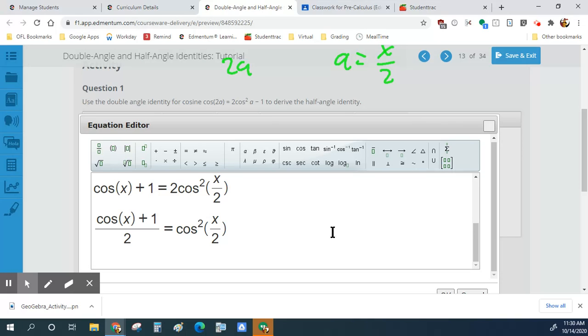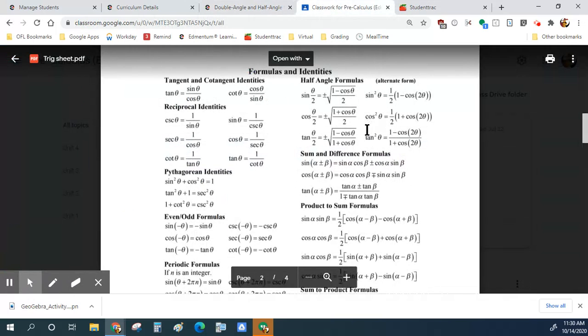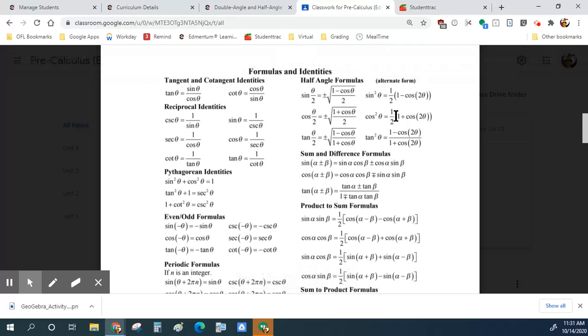Probably. Okay, so now I got rid of this times 2. So I got rid of the times 2. So now I just need to get rid of the squared. But let's say I didn't want to get rid of this squared. That's our alternate form.